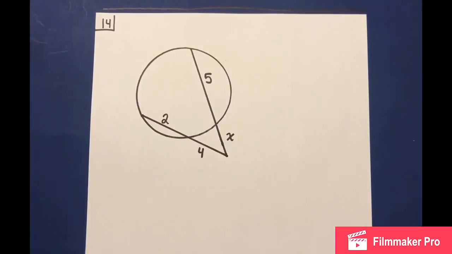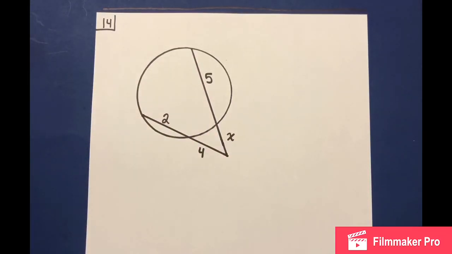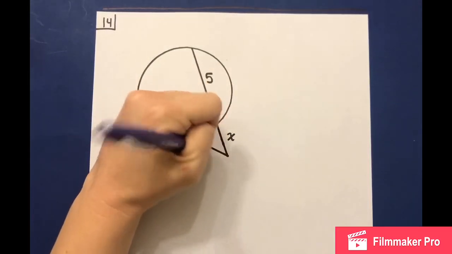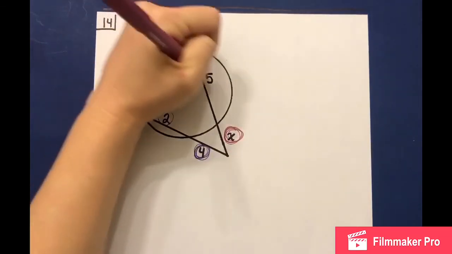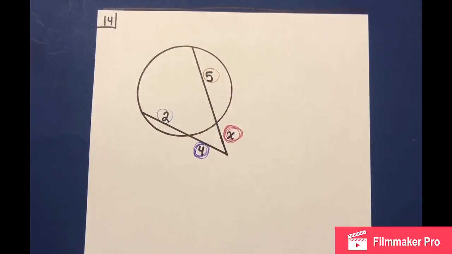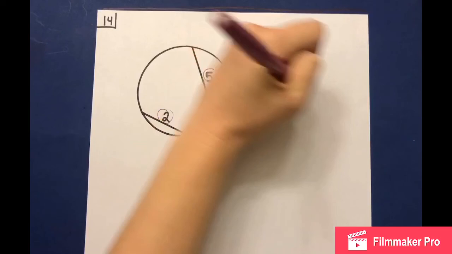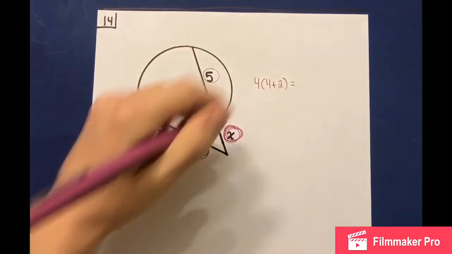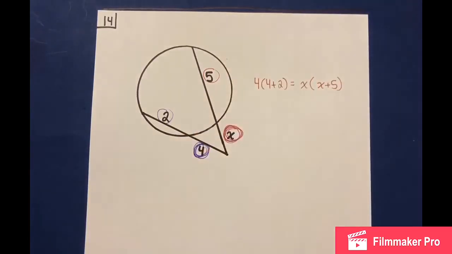This is going to be, let's see, it's not a tangent, so it's two secants intersecting outside of the circle. So this is the one where I do double bold, single bold, double bold, single bold, definitely technically more than double, but we're going with it. So these are going to be the ones on the outside. 4 times 4 plus 2 equals x times x plus 5. Okay, so we're just going to go through and solve it real quick.